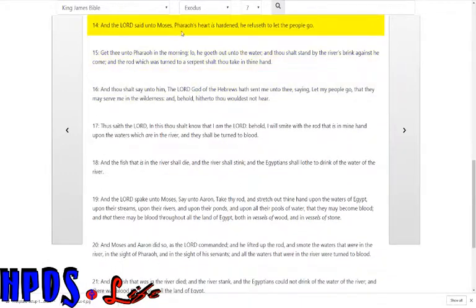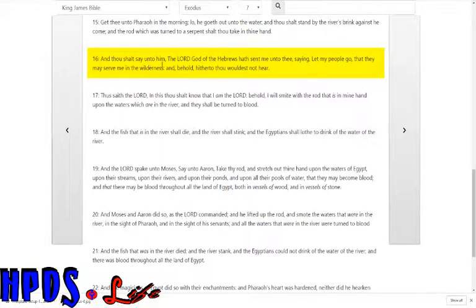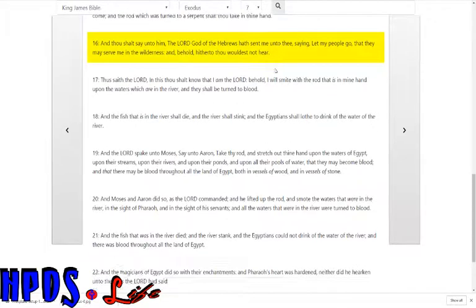And the Lord said unto Moses, Pharaoh's heart is hardened, he refuseth to let the people go. Get thee unto Pharaoh in the morning. Lo, he goeth out unto the water, and thou shalt stand by the river's brink against he come. And the rod which was turned to a serpent shalt thou take in thine hand. And thou shalt say unto them, The Lord God of the Hebrews hath sent me unto thee, saying, Let my people go, that they may serve me in the wilderness. And behold, hitherto thou wouldest not hear.